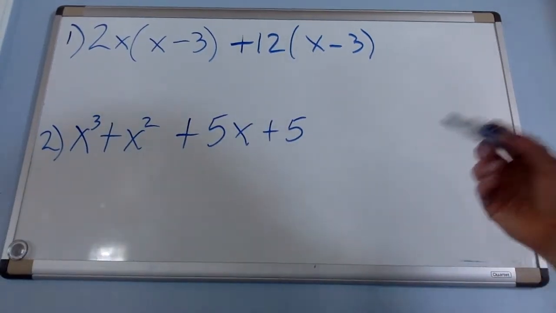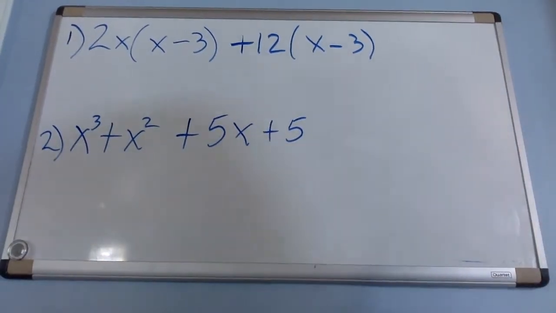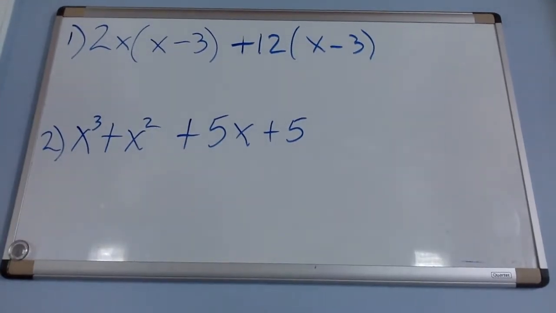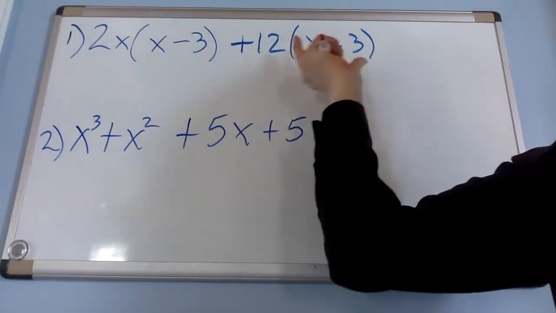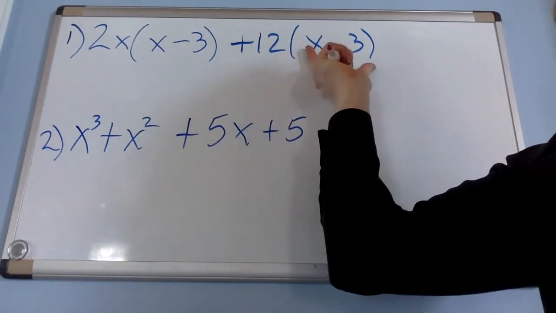Hi everybody, I'm just going to explain to you how you get the answers to the first two problems in the homework set that's due today. So for the very first problem, they've already told you what the common factor is. The common factor is x minus 3.